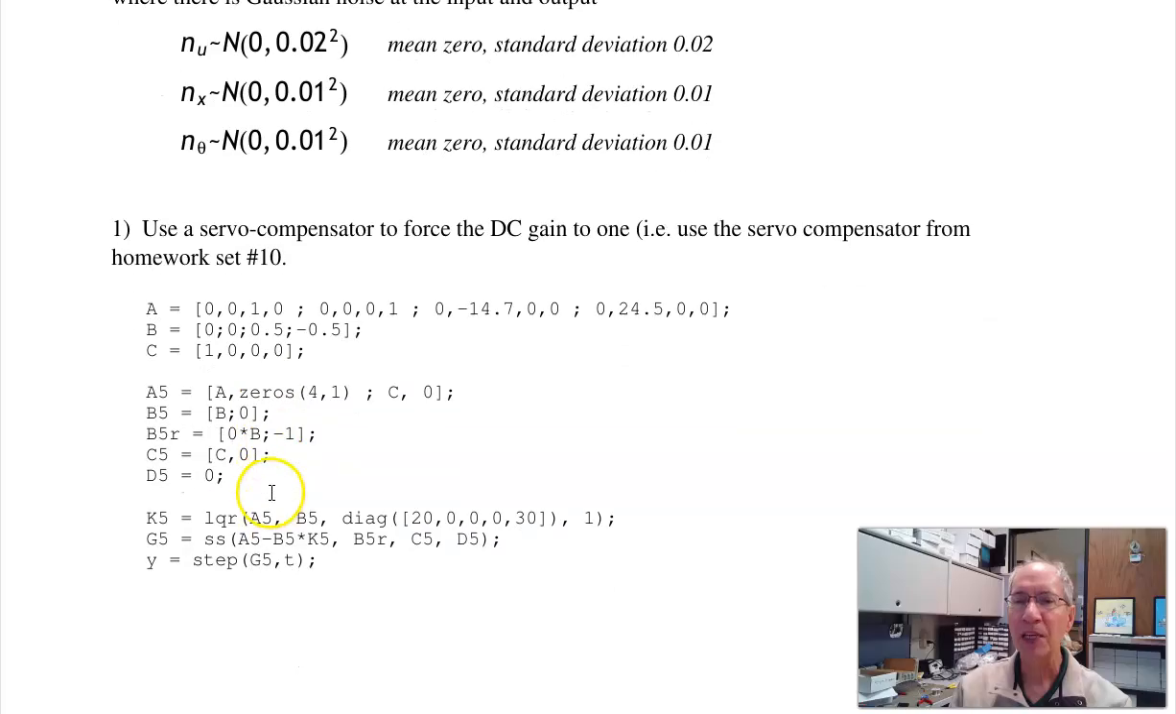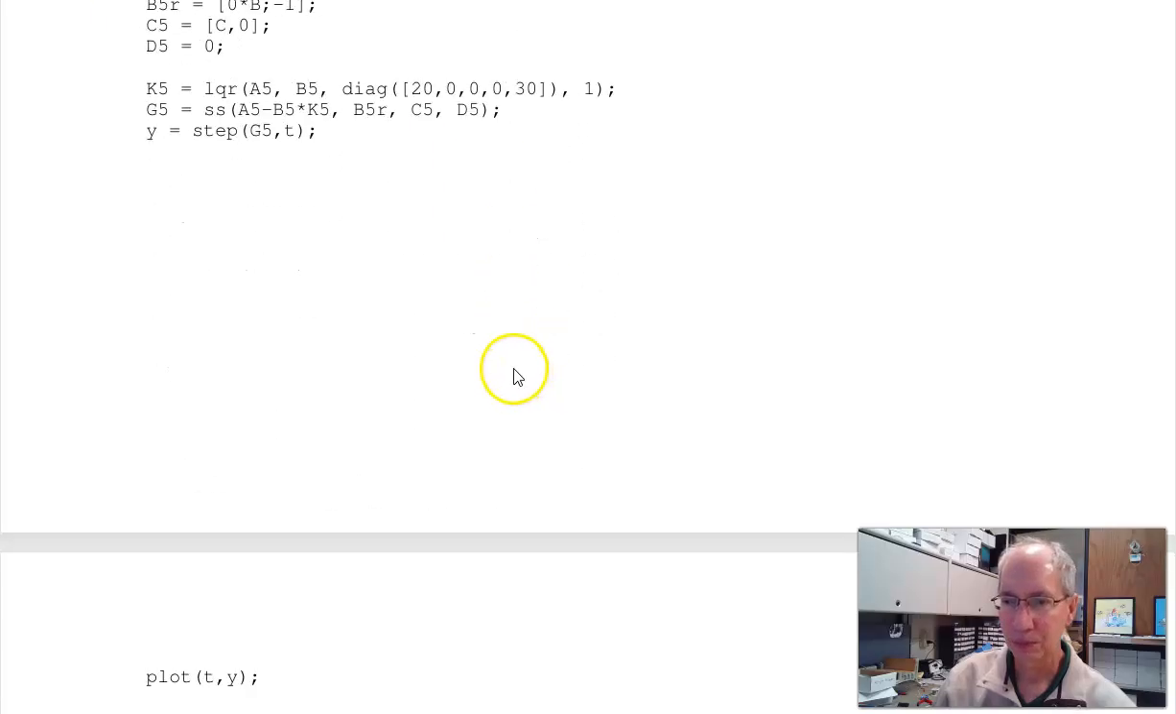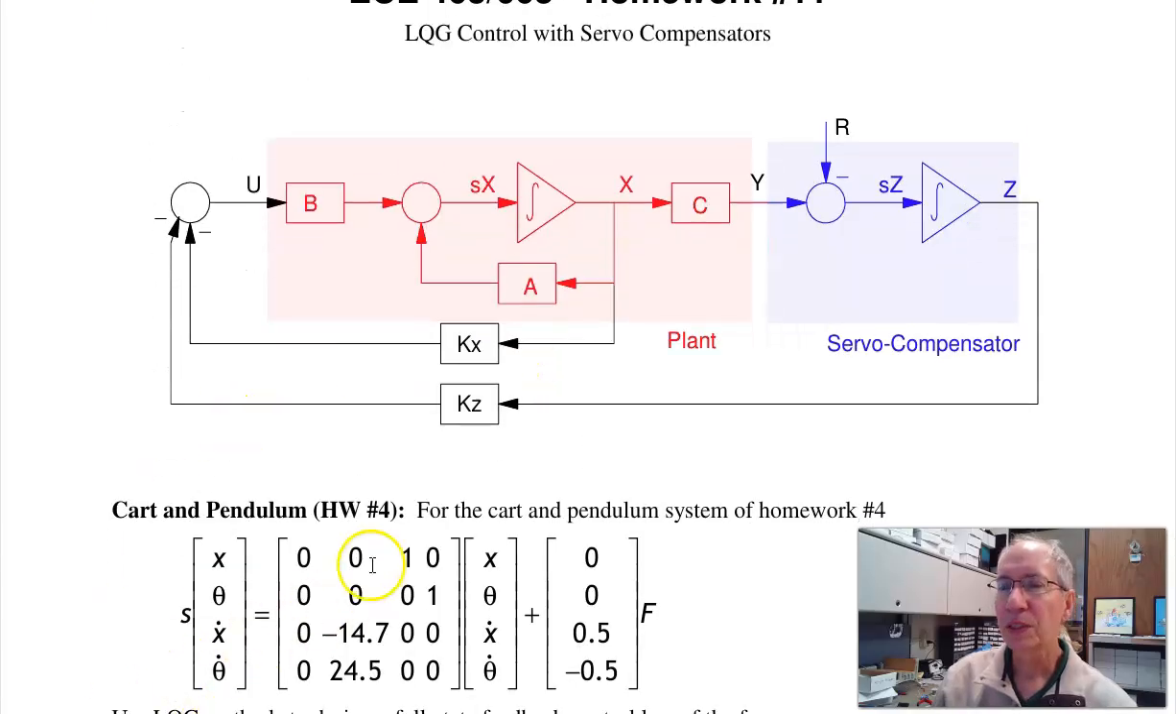Well, the first problem actually isn't an observer design, it's the feedback control design. This is an unstable system, so design a feedback controller to stabilize it, and let's force the steady state error to 0. So I'm going to add a servo compensator. That is similar to last week's homework.